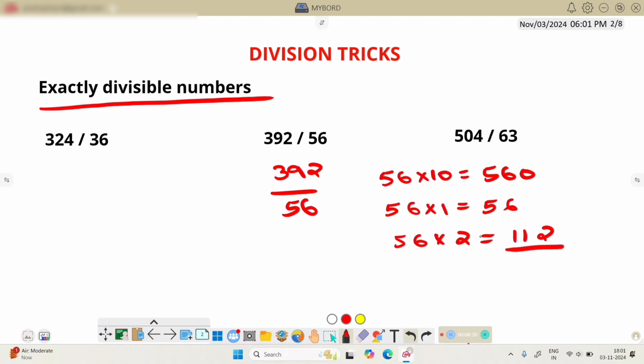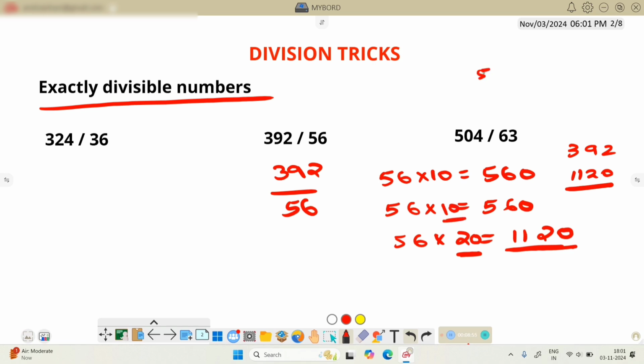That means if you add 0 here you will get 0 here. Okay, so the number is in the range of 392. If you multiply by 20 you will get 1120, which is a very big number. So you just take the number 10.